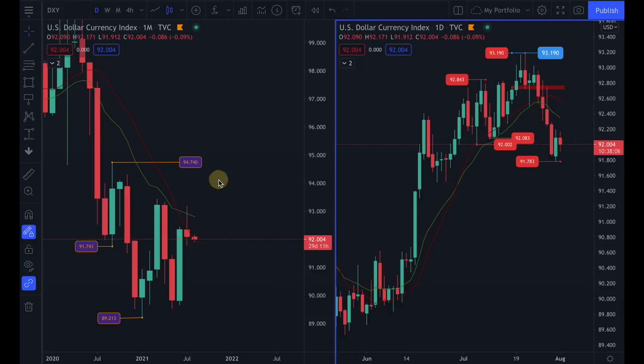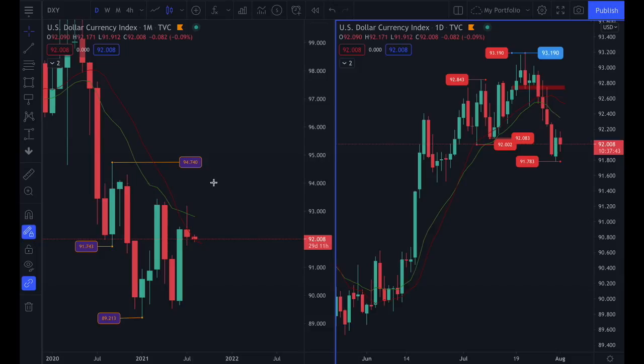Okay, so looking at the dollar index on Tradingview, I have two chart layouts up. On the left hand side I have the monthly, on the right hand side I have the daily. Now, I want you guys to know this: what happens on either time frame is not different. They're going to show the same exact thing, but we're going to break them down into cycles.